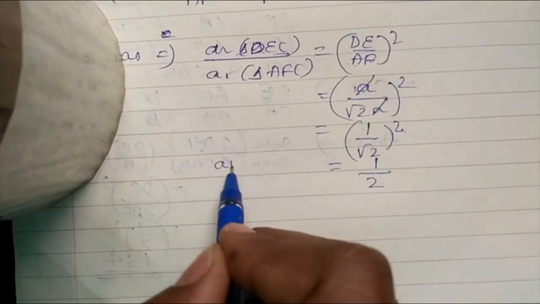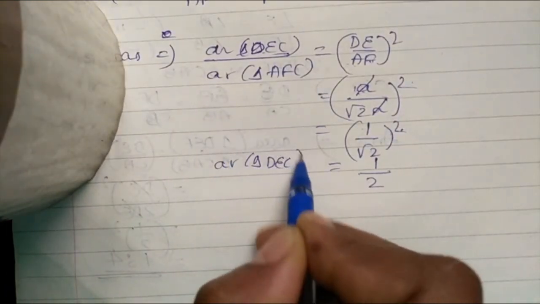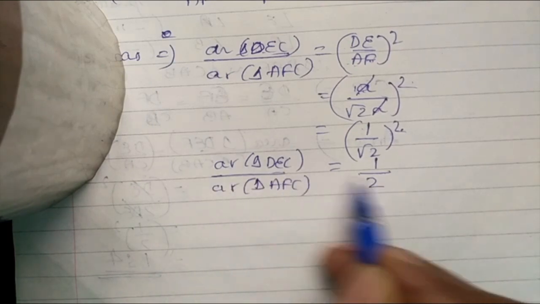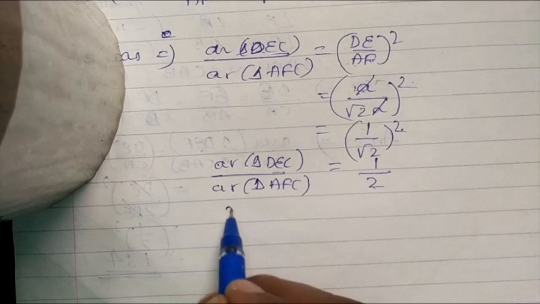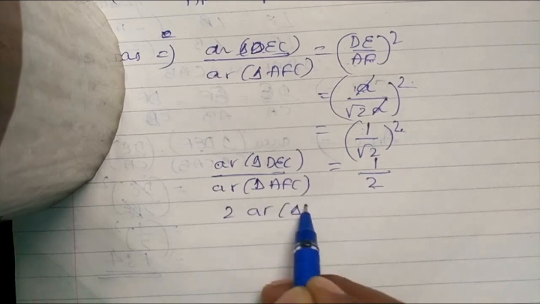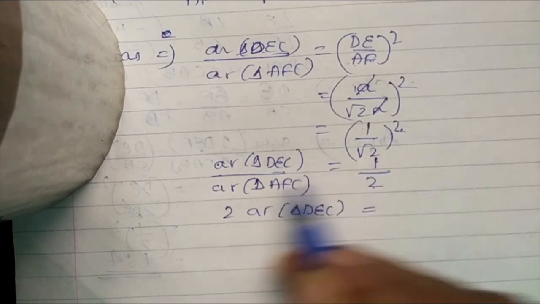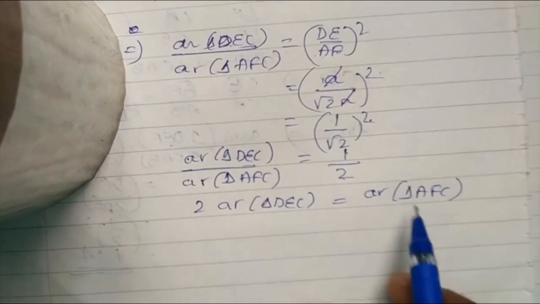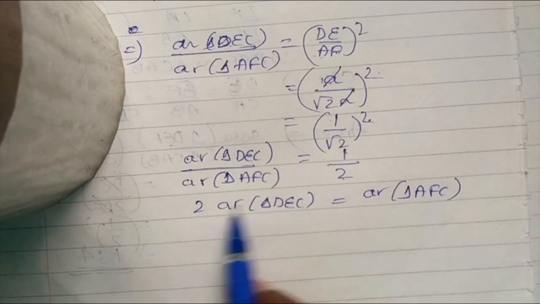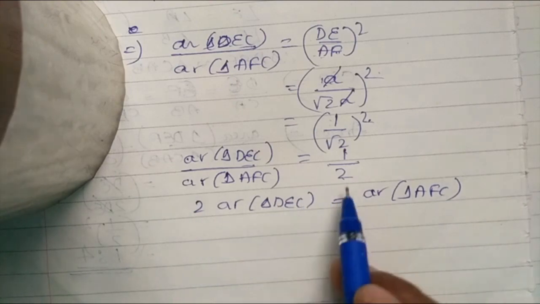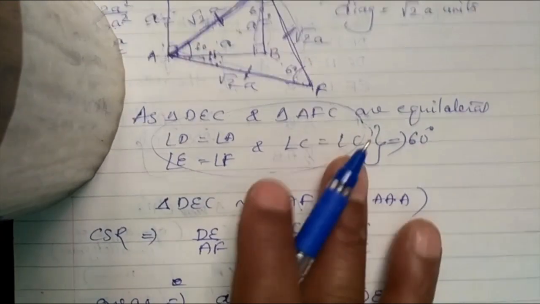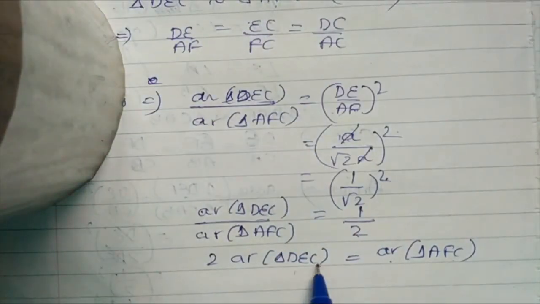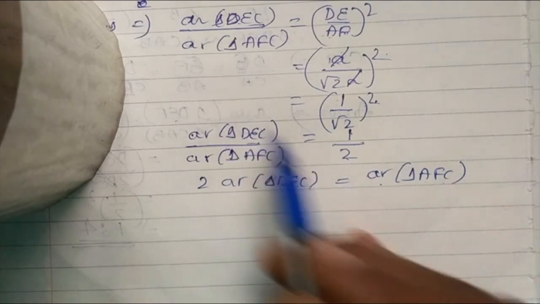So we get area of triangle DEC by area of triangle AFC equals 1 by 2. Cross multiplying, 2 into area of triangle DEC is equal to 1 into area of triangle AFC. Read it now: area of triangle AFC is 2 times the area of triangle DEC. Area of triangle AFC is the triangle formed on the diagonal, and DEC is the triangle formed on the side. So what was the question?